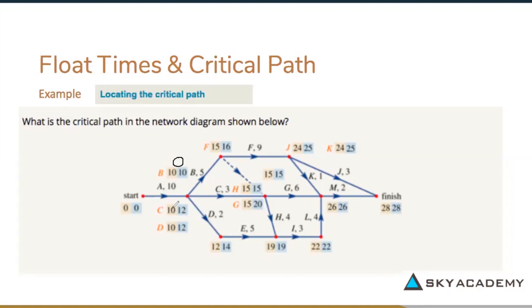And the start, 0, 0 would give us 0. 14 minus 12 would not give us 0. 19 minus 19 would give us 0. 22 minus 22 would give us 0. 26 and 26 would give us 0. 28 and 28 would give us 0. 25 and 24 would give us 1.